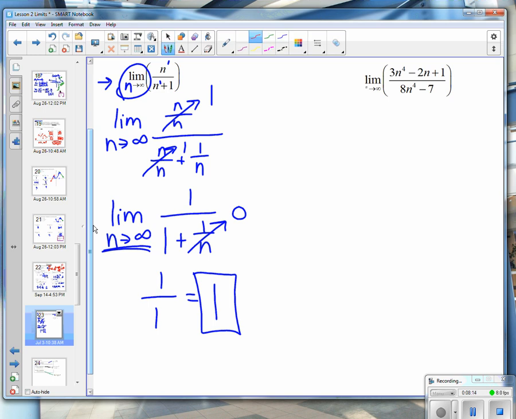Take a look, guys. What is the highest power that you see? Hopefully you can see n to the power of 4, right? So our limit as n is approaching infinity, and we're going to divide everything by n to the power of 4.